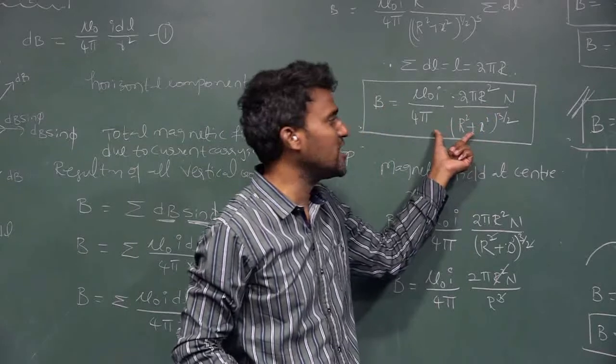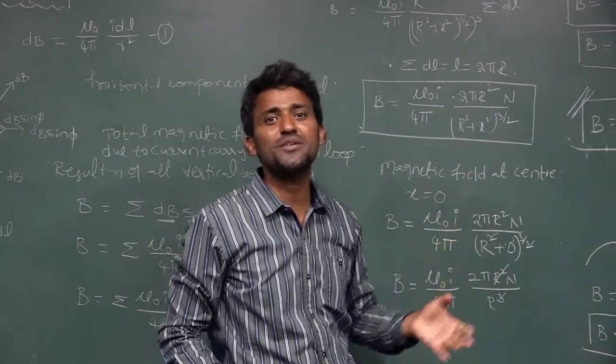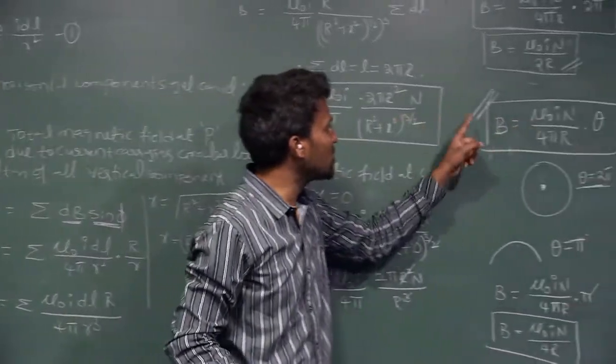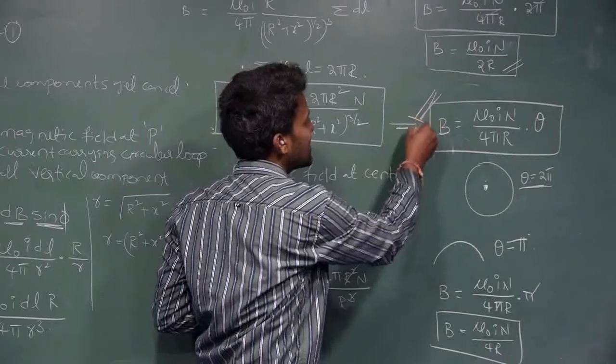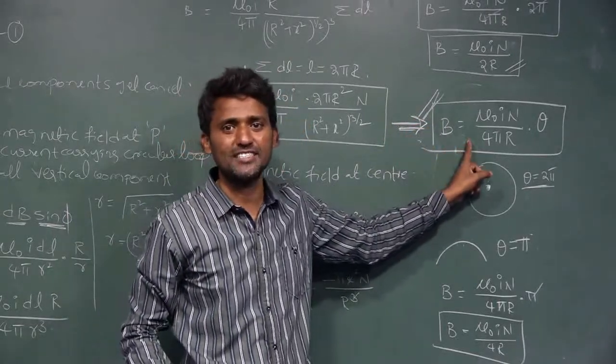This equation only, if they want to calculate at the center of the circle, at the center of the semicircle, at the center of the 1 by 4th of the circle, means this equation we can modify. We can modify like this, and we can substitute that angle, we can get the answer.